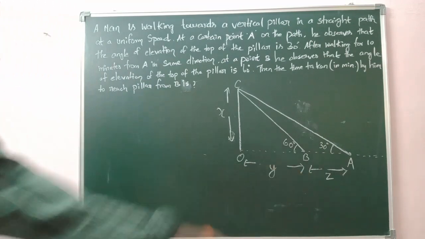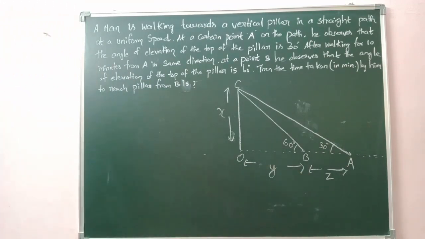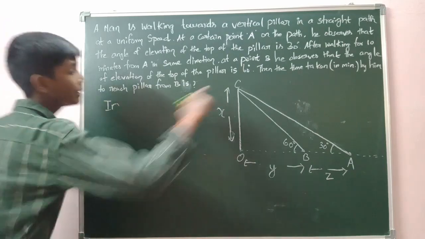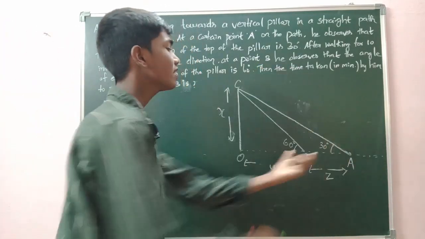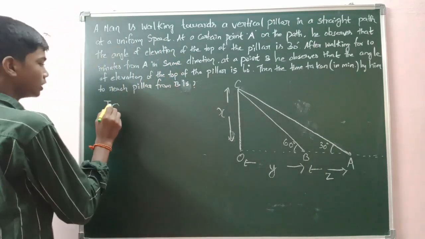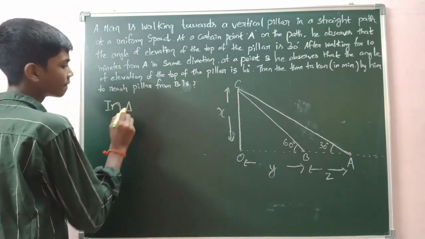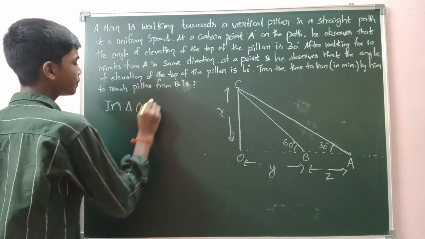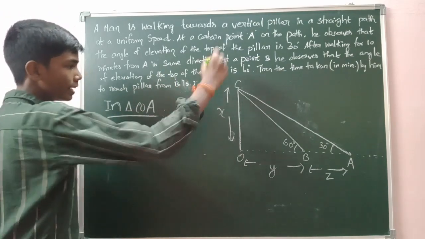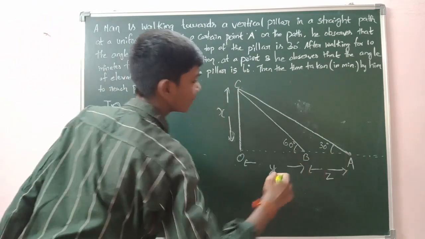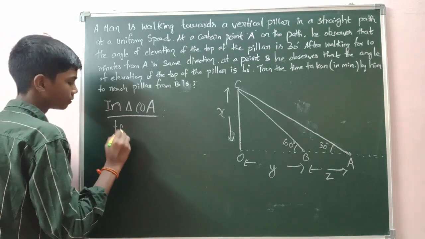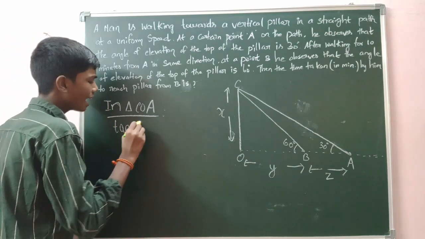I just named those particular distances. Now let me look at the bigger triangle, where the angle of elevation is 30 degrees. That bigger triangle is triangle COA, where the angle of elevation is 30 degrees. For this bigger triangle, let me find tan of 30 degrees, because here the angle of elevation is 30 degrees.